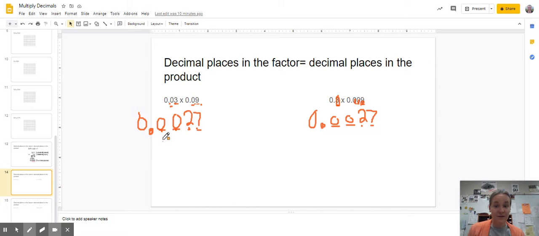So which is greater? 3 hundredths times 9 hundredths or 3 tenths times 9 thousandths?